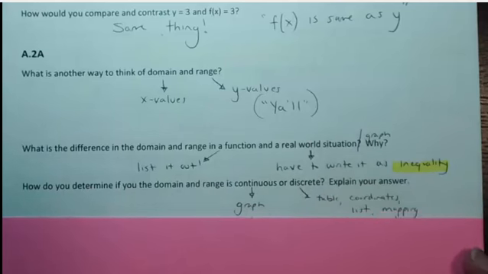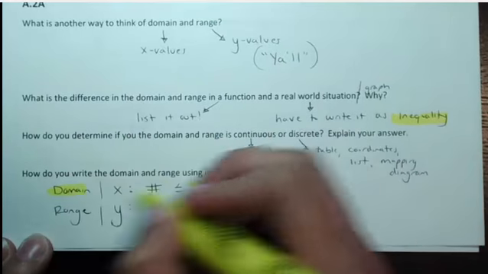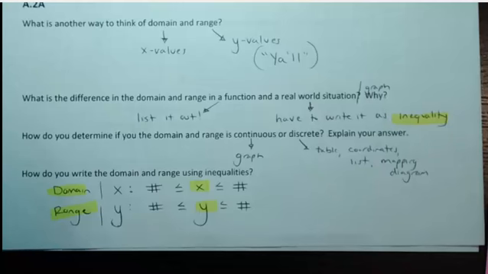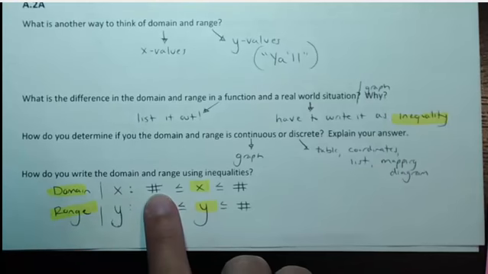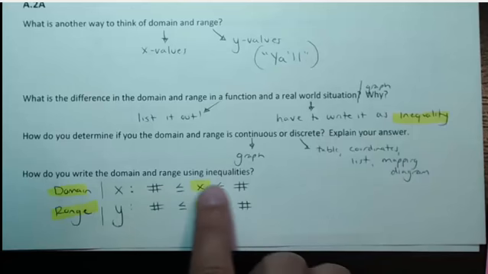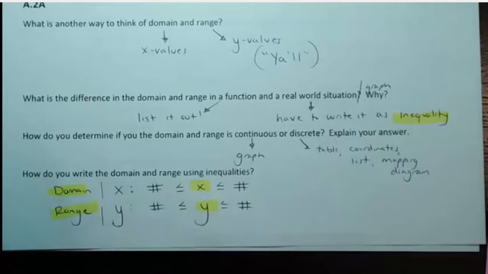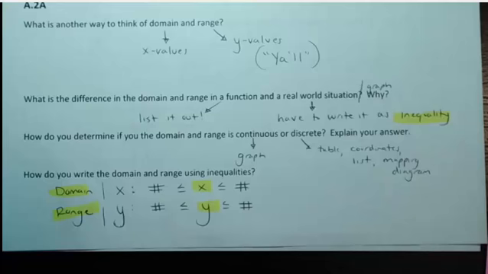Then the last question is, how do you write the domain and range using inequalities? Remember, our domains are always the x's, ranges are always the y's, and we always find our lowest domain and our highest domain, and all the x values that represent the domains have to fall between there. Same thing with the y's. The lowest y value, the highest y value, all the y's have to be in between.